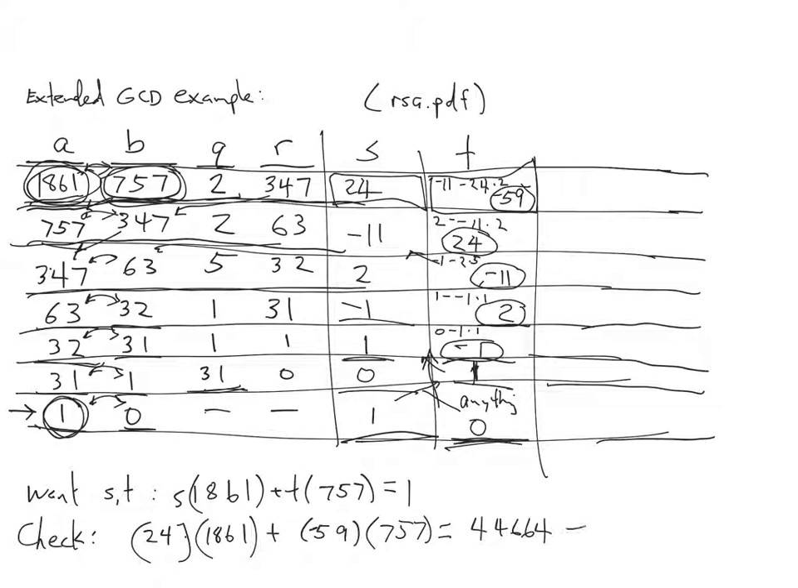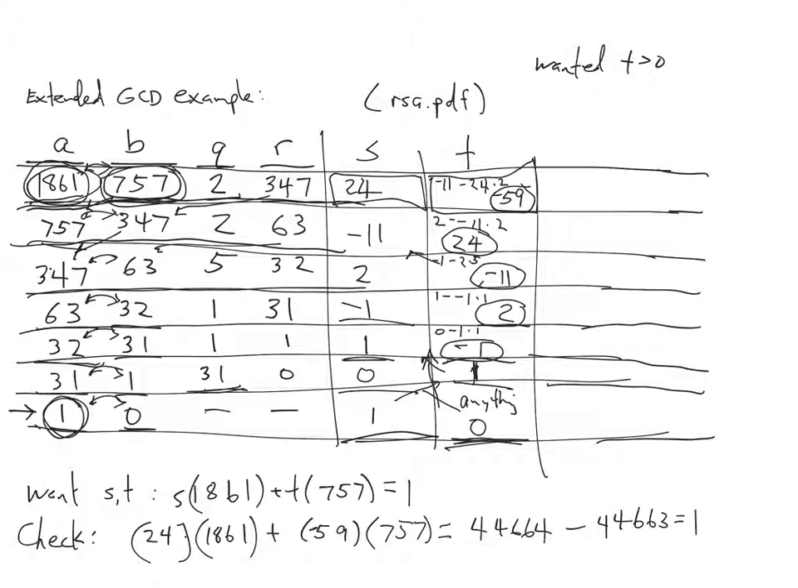44664. And we have minus 59 times 757, which is 44663, which is equal to 1. Ta-da! Which is exactly what we wanted. Well, not quite. So this just worked out. There's a 50-50 chance that it'll work out for what we want. And the sad thing is, we wanted t greater than 0.